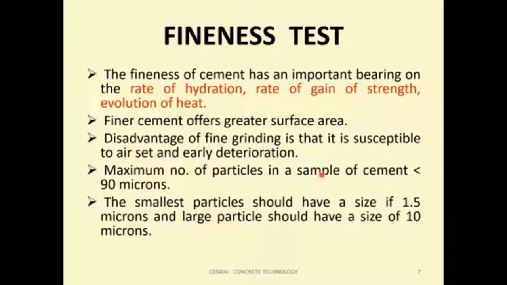Fineness of cement. What is fineness of cement? Why is it important? Because the fineness of cement is nothing but the greater surface area the cement offers. It has an importance on the rate of hydration, the rate of gain of strength, and the evolution of heat. The disadvantage of fine grinding is susceptibility to early deterioration. So, fineness is nothing but the maximum number of particles in the sample of cement which are less than 90 micron.